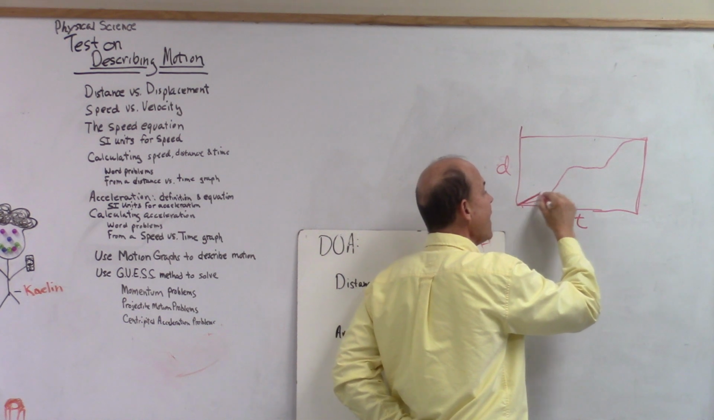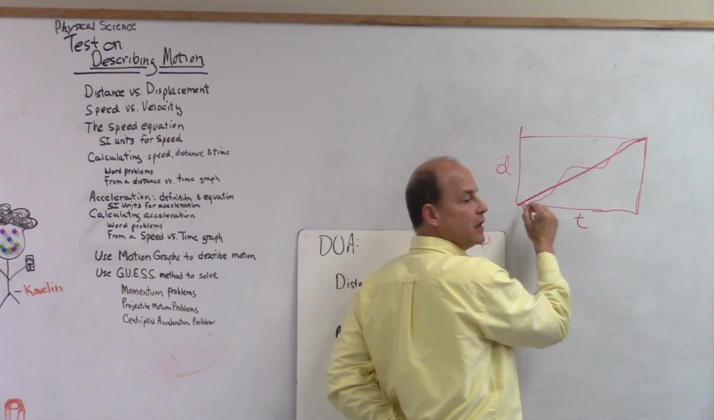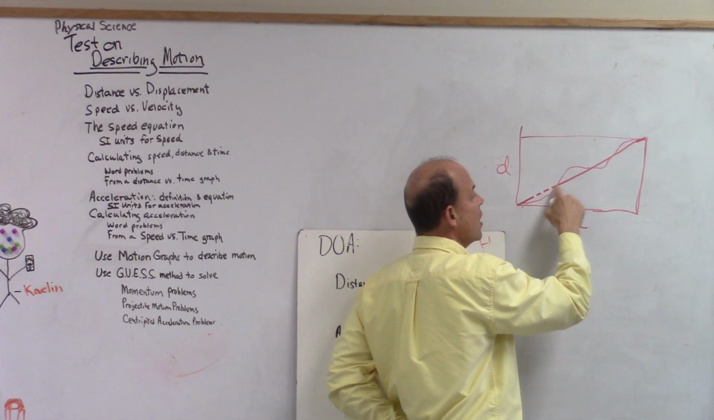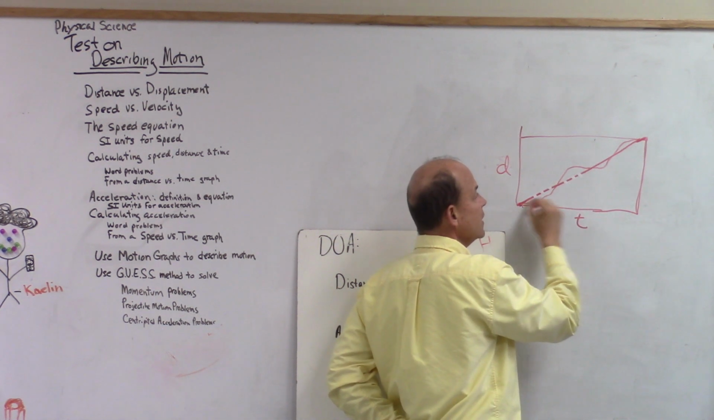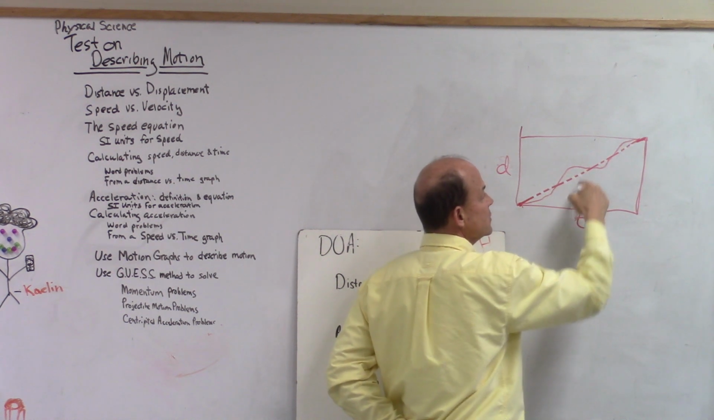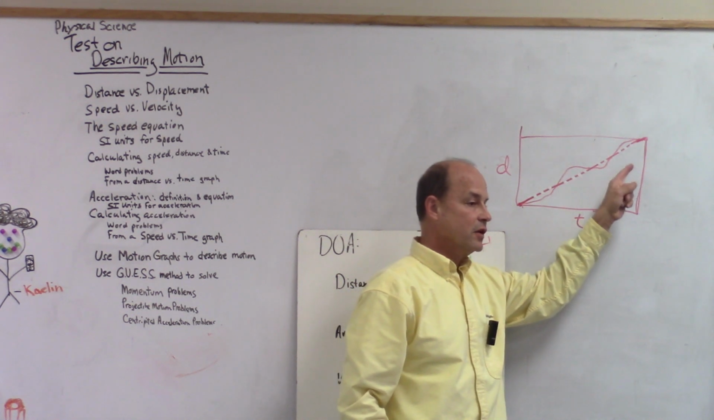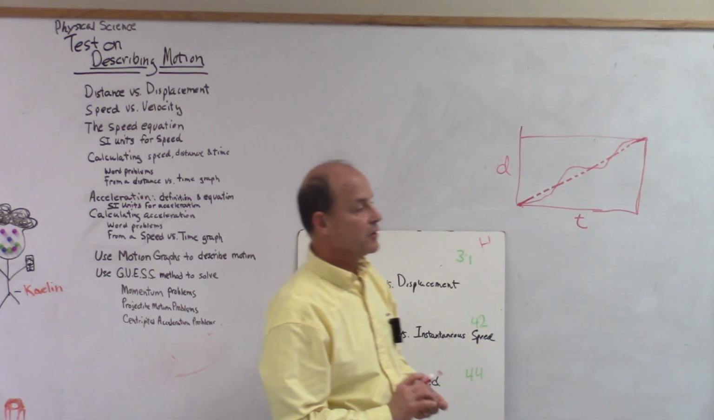Average speed is the distance for the whole trip divided by the time for the whole trip. So my average speed would be a line that I would draw from the beginning of the trip to the end of the trip. So average speed is the distance for the entire trip divided by the time for the entire trip.